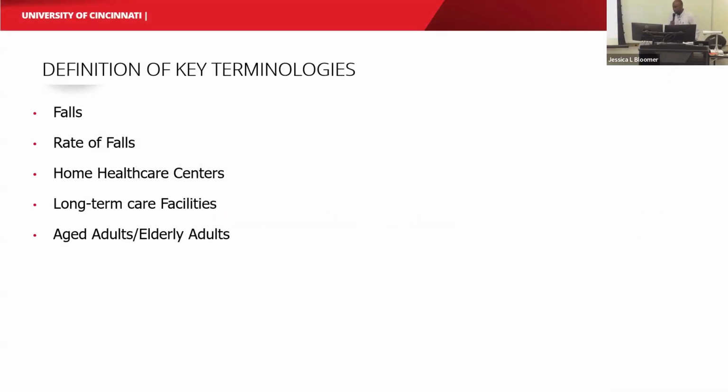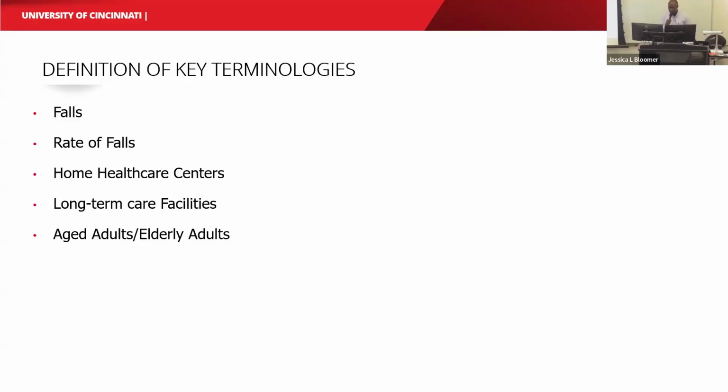When we talk of falls, we adopted the definition from the World Health Organization, WHO, which is an event where a person comes to rest on the ground or a lower platform, and it's unintentional and most of the time results in injuries. A rate of falls is the frequency of falls occurring in a specific population over a specified period of time. It's normally expressed, for instance, as falls per 1,000 person-days or 1,000 person-years.